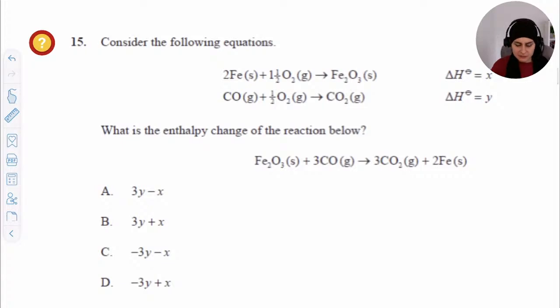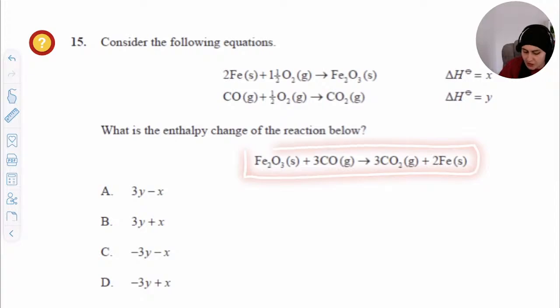So let's try this question. Consider the following reaction. You're given two reactions. The enthalpy change for the first reaction is that, for the second reaction is that, and they ask you to find the enthalpy change for some other, third reaction. So how do we solve this? What we do is look at the reaction for which you need to find the enthalpy change. So you need to find the enthalpy change for this reaction.